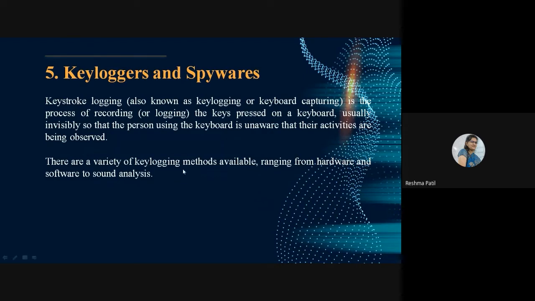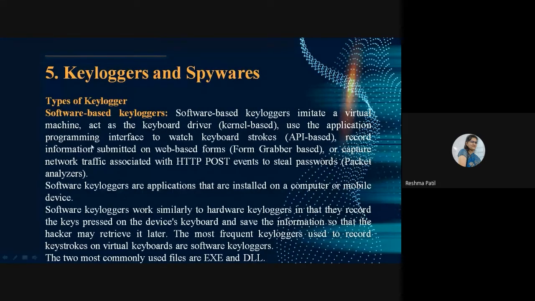There are a variety of keylogging methods available, ranging from hardware and software to sound analysis. So they are using hardware techniques as well as software techniques, plus sound analysis also, to identify which key you have pressed in this keylogging. On the basis of that, these are the types of keylogging. First is the software based keylogger. Software based means here we are using an application to check which key the user has pressed. So this is the software based keylogger.